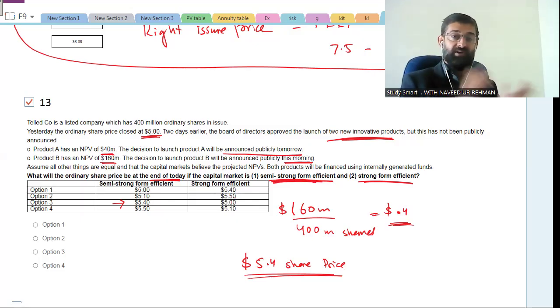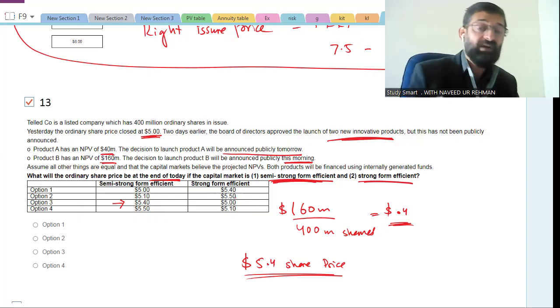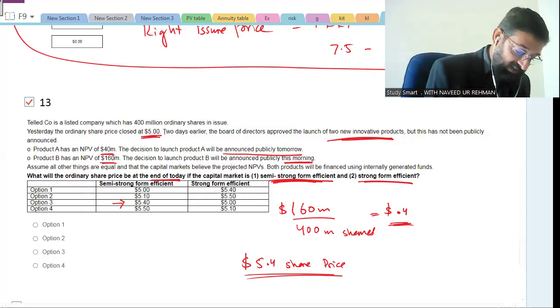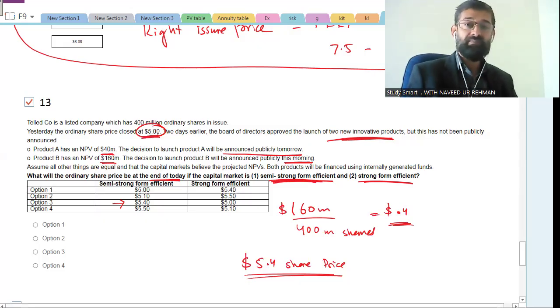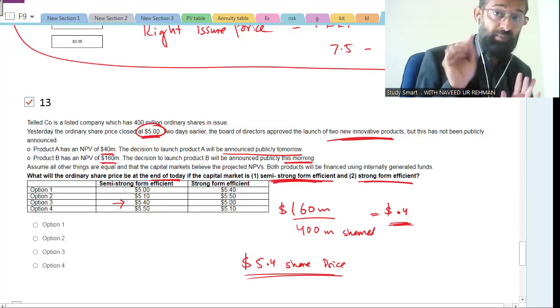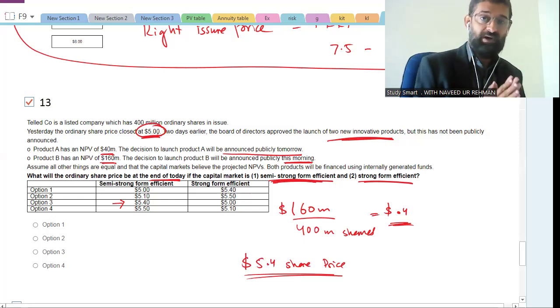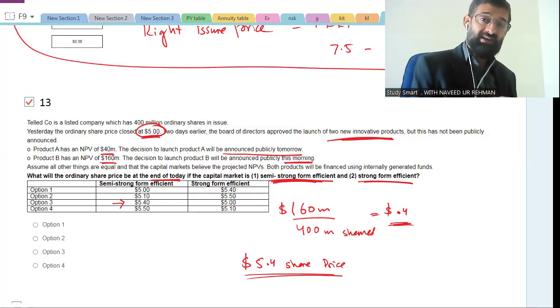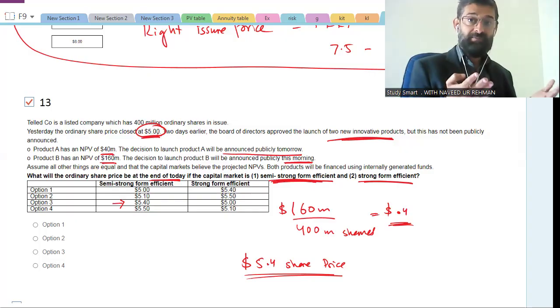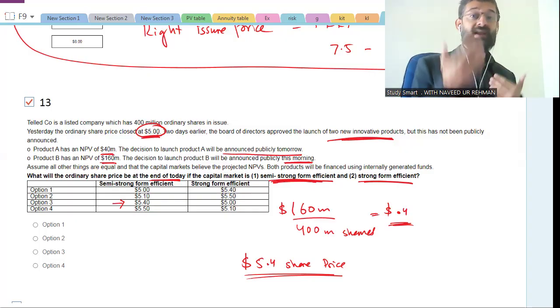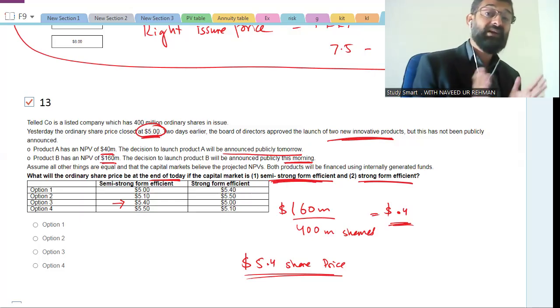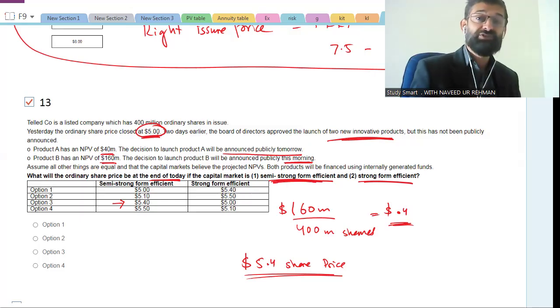This is one shortcut. But can we actually do it in an even shorter way without any calculation? Look, if the share price currently is $5, it means that currently in a strong form efficient market, now we are discussing the strong form efficient market, the share price of $5 already reflects what will happen in the future, what has happened in the past, what will be announced publicly. So it already reflects everything. So in a strong form efficient market, it will not change.